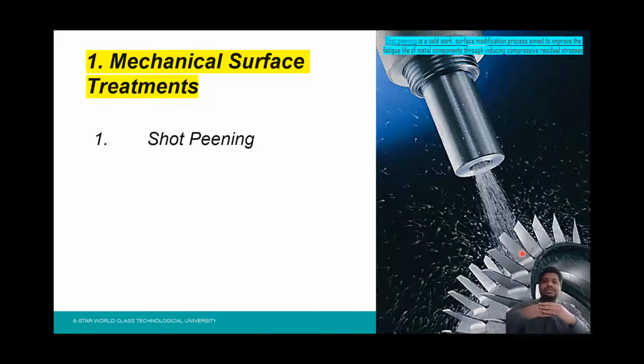you have very small balls made of ceramic, glass or steel, and you impact them with the help of air at very high velocity onto the surface, making indentations. Because of those indentations left on the surface, plastic deformation is created on the surface, and it induces residual compressive stresses, because of which fatigue life is improved. So shot peening and similar techniques such as laser shot peening also improve the fatigue life.